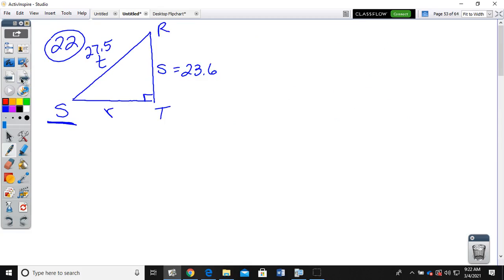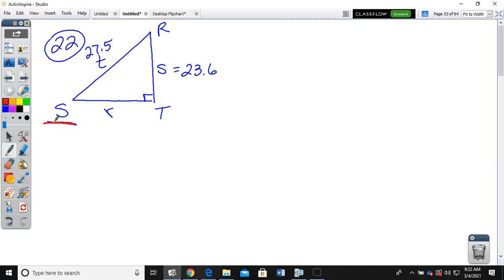22. What are we doing here on 22? It says to... Hey, we're on the last page. Almost on the last page. Solve each problem, round to the nearest 10. So we're finding S. Again, we're not solving the whole thing. We're just finding S. So we're doing the same thing we were doing a minute ago.